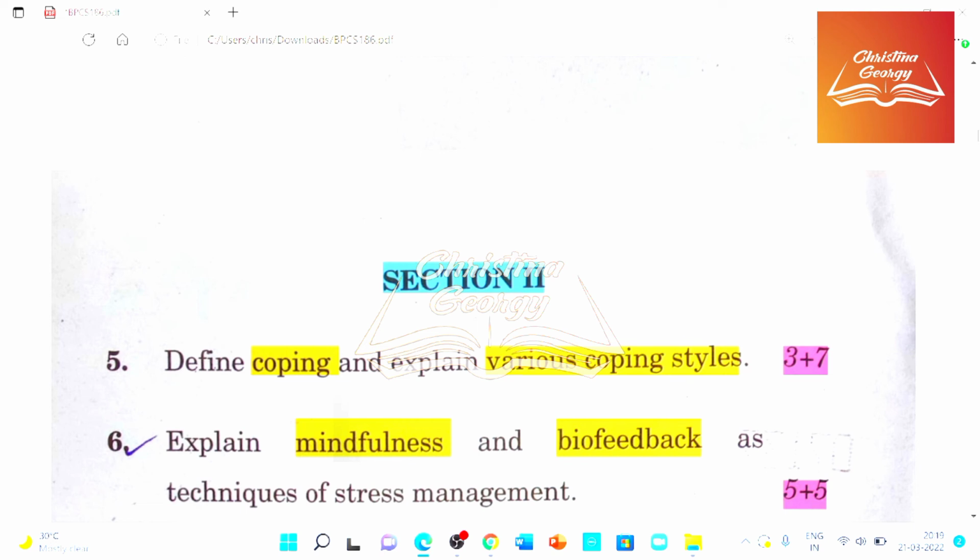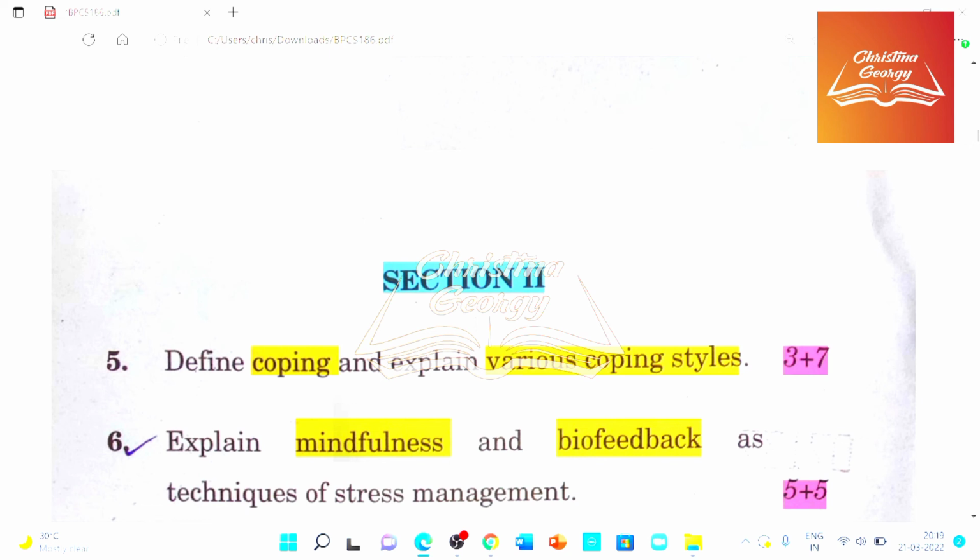Dear learners, a simple tip that I would like to give you is that before explaining mindfulness and biofeedback, it would be great if you could give a small introduction on stress management as such. So you can find mindfulness on page number 81 and the explanation on biofeedback on page number 83 of your respective course book.